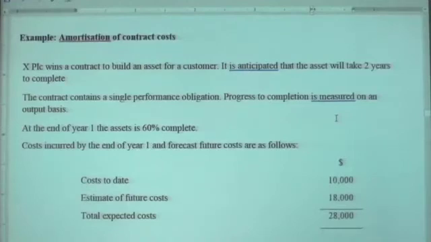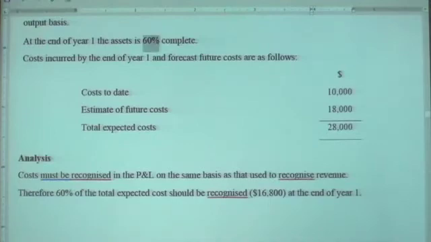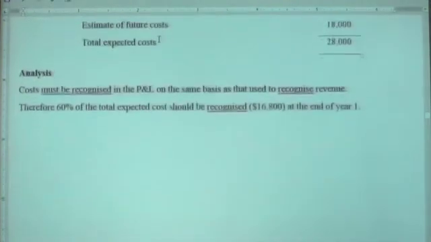In this example, XPLC wins a contract to build an asset for a customer. It is anticipated that the asset will take 2 years to complete. The contract contains a single performance obligation. Progress to completion is measured on an output basis. At the end of the first year, 60% completed. Cost incurred to the contract 28,000. You completed 60% of the project at the end of the first year.